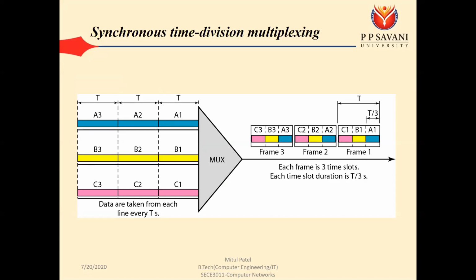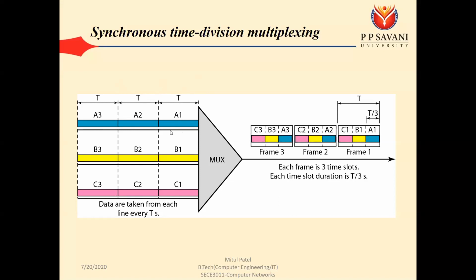So this input link is divided into various time slots. The duration of one time slot can vary. It can be 1 second, it can be 1 millisecond, it can be 1 microsecond. Here your channel is divided into 3 units or 3 slots. Each unit has a time duration of t seconds. So t second, t second, t second.